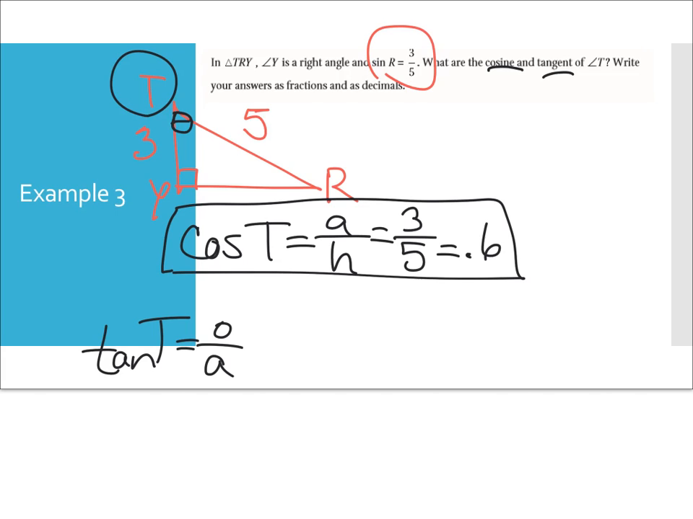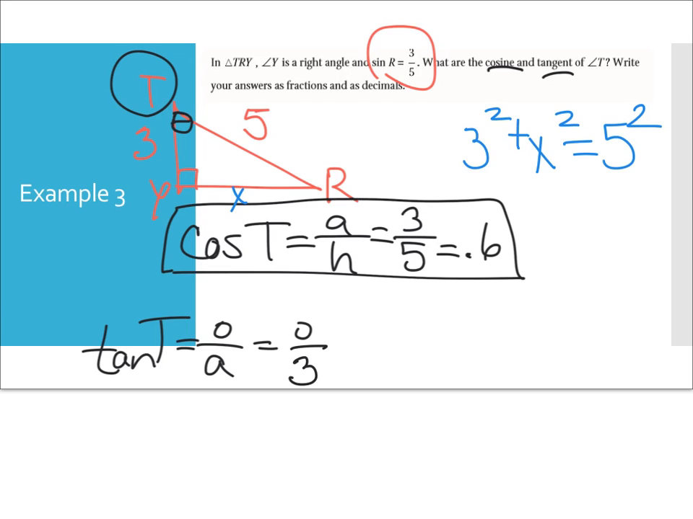But to find the tangent of T, we do not have the opposite, but we have the adjacent, which is 3. So we need to find the opposite and put it over a 3 once we find it, and we'll be done. So let's go do the Pythagorean theorem again. 3 squared plus, and I'll call it x squared, equals 5 squared.